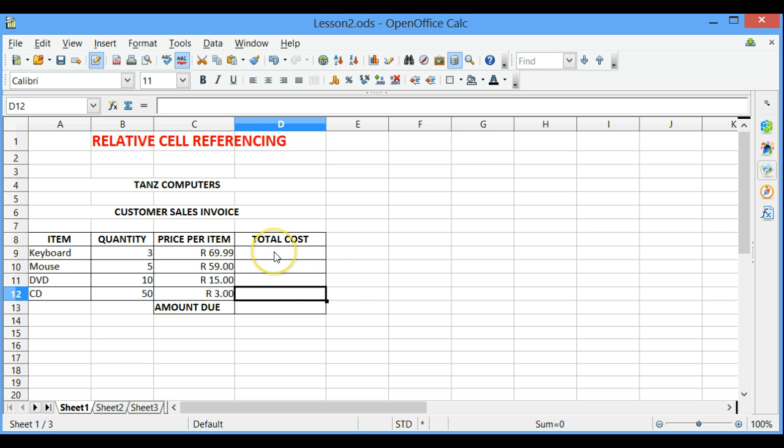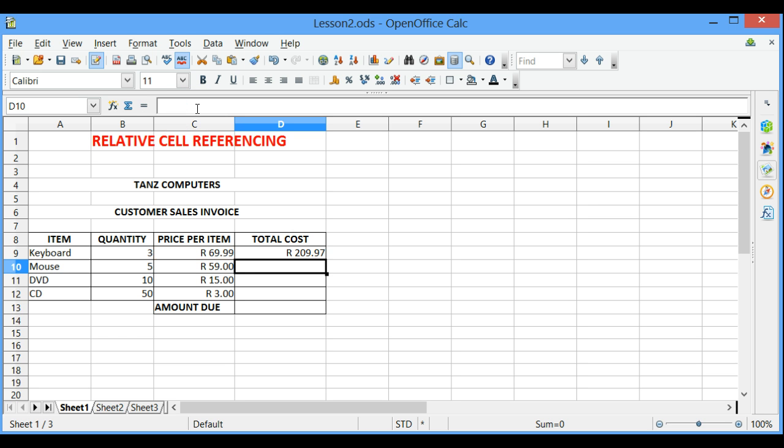Let's look at our customer sales invoice for TAN's computers. I want to type in a formula in cell D9 which is going to calculate the total cost of all the keyboards. And we know that the total cost of the keyboards is going to be the quantity times the price of each keyboard. So I'm going to type a formula equal to the quantity is contained in cell B9. I click on B9, times, and the price per keyboard is found in cell C9. So the formula that I have typed in cell D9 is equal to B9 times C9.